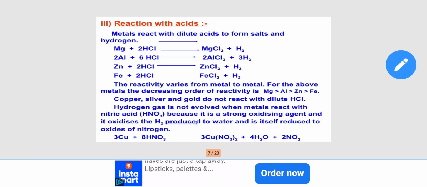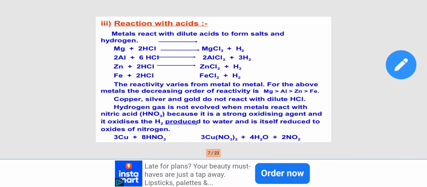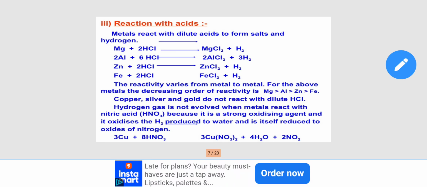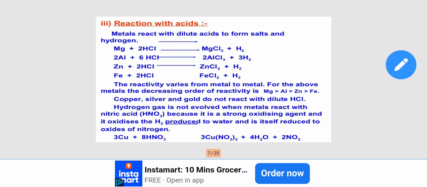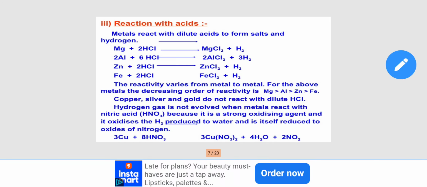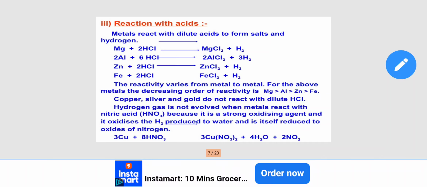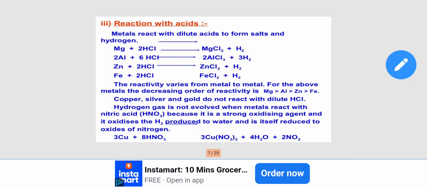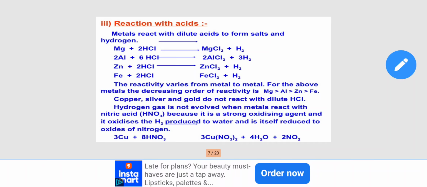Copper, silver, and gold do not react with dilute HCl. Hydrogen gas is not evolved when a metal reacts with nitric acid, HNO3. This is because nitric acid is a strong oxidizing agent and oxidizes the H2 produced to water, and itself is reduced to an oxide of nitrogen gas. Here is its reaction also: copper plus HNO3 gives copper nitrate plus 2H2O and NO2 gas. This is very important.